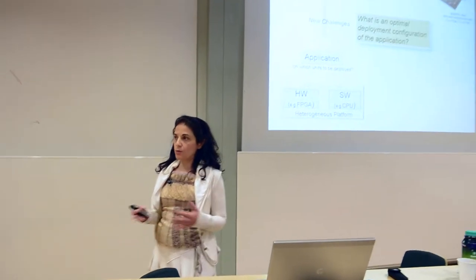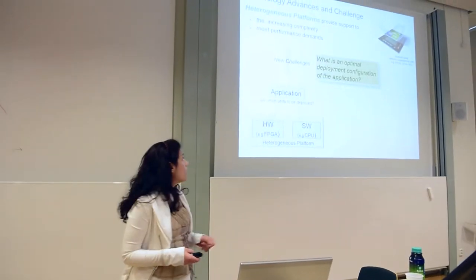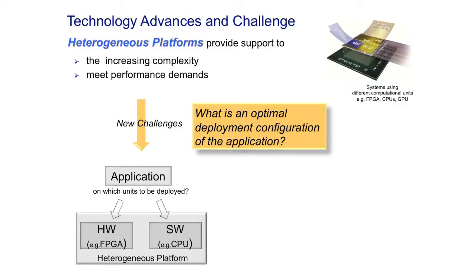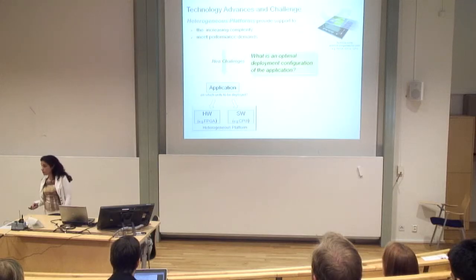More in detail. Given an embedded application, how should I divide it into hardware and software? Which part of the application should I deploy as synthesizable HDL code, for instance, if I'm dealing with an FPGA, and which one as executable C code, for instance, if I'm working with a CPU?